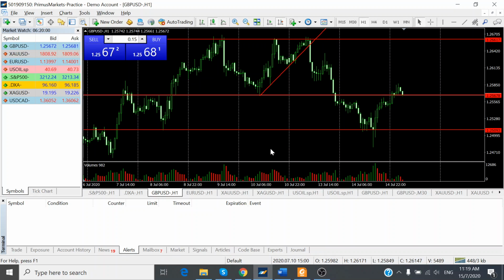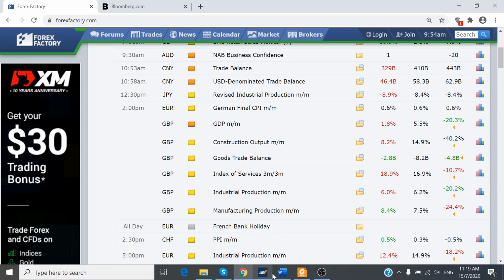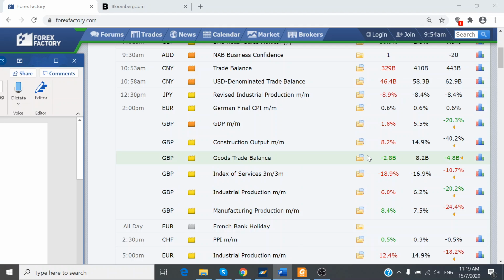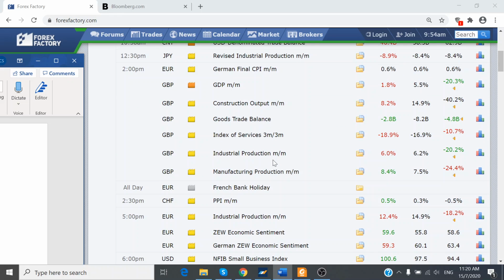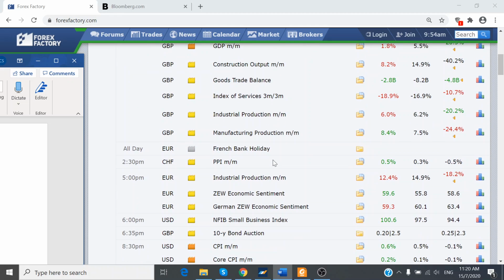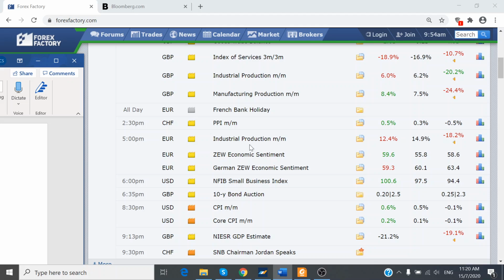Okay, so that was the reaction of the UK pound in terms of the economic data towards the afternoon session, or towards the UK trading session at 2 p.m. And other minor data coming out from Europe. We had the industrial production numbers, which came in at 12.4%, a bit below market expectations of 14.9%. However, the 12.4% was way better than the negative 18.2% recorded in the previous month.